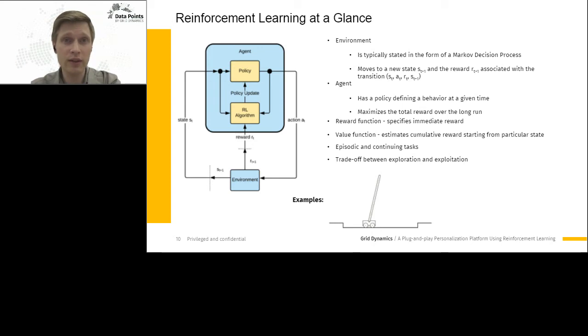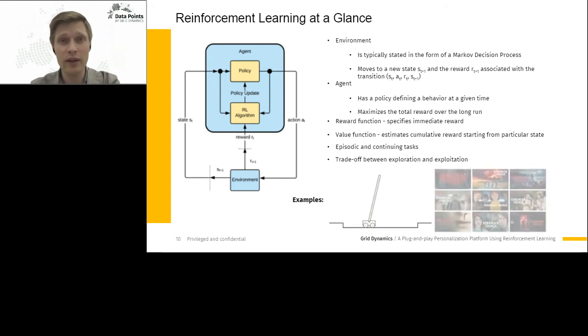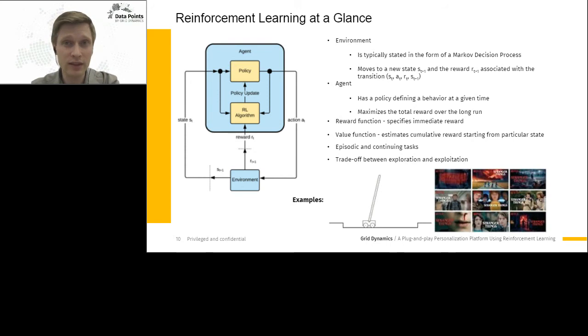Also, another example is from Netflix, where they recommend different artworks of the same TV series to the users in order to maximize the conversion, the number of customers who started to watch this TV series. So now let's describe the interaction between the personalization system and the customer in terms of reinforcement learning.